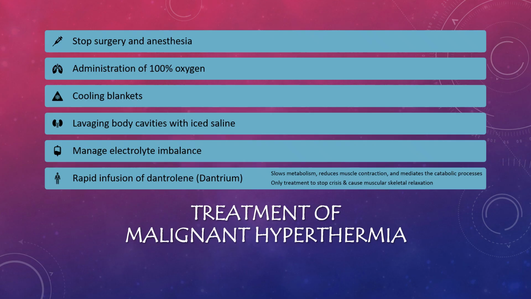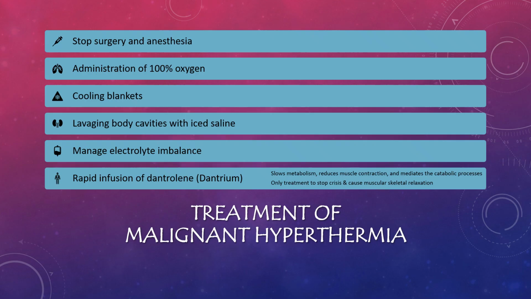The first thing we do is stop the surgery and stop the anesthesia causing the issue, okay? So you take away the thing that hurts the patient. The second thing is we're going to go to 100% oxygen. Now, if the patient's already intubated, this is going to be really easy, okay? Then the third step is cooling the patient off. So we get cooling blankets, lavage kits, ice saline, okay? We got to cool them off. Remember, my patient was 106 within seconds.